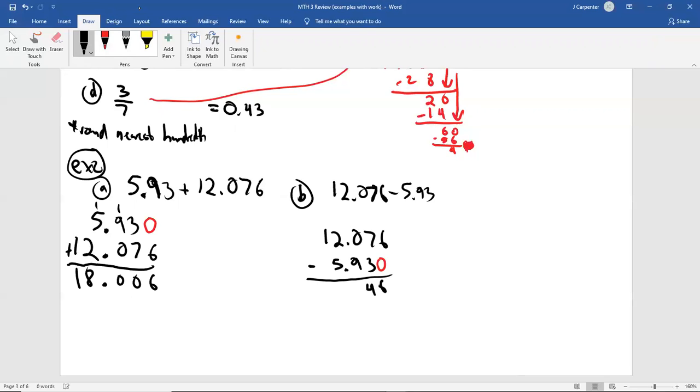We can't do 0 minus 9, so we borrow from the 2, so that's now a 1. This 0 is now a 10. 10 minus 9 is 1. Bring the decimal. And then 11 minus 5 is going to be 6. I'm not going to show the borrowing for the very last digit, especially when it goes to 0. So 6.146 is our answer. That is a 6 at the end.